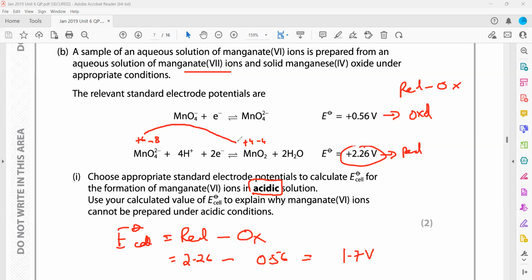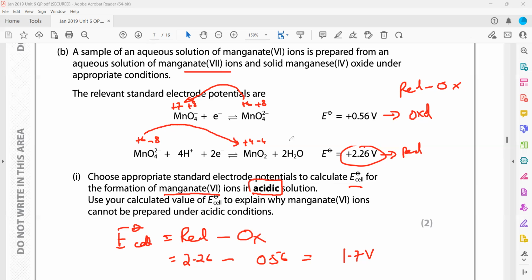So this will be reduction. And here MnO4 with a charge -1, so each oxygen -2, 4 oxygens is -8, so this is +7. And then MnO4 with a charge -2, so this will be +6. So this should be reduced and this should be oxidized, which means the equation should happen the other way around. They're asking, choose an appropriate standard electrode potential to calculate the electrode potential of a cell for formation of manganate 6 ions. So we want the formation according to this equation.